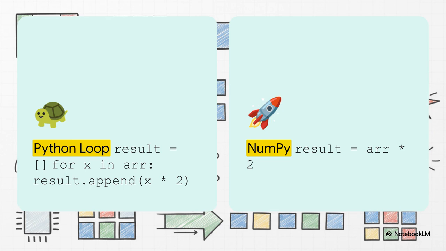And you can really see the difference in philosophy right here. On the left, you've got your standard Python for loop. It makes sense. You read it, it goes one item at a time. But on the right, that's the NumPy way. A single, clean, elegant line that does the exact same thing, but with just incredible efficiency.